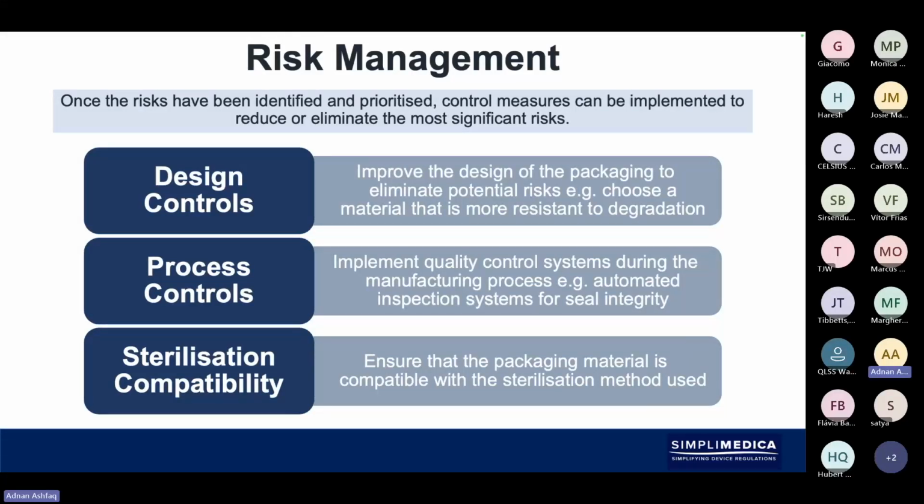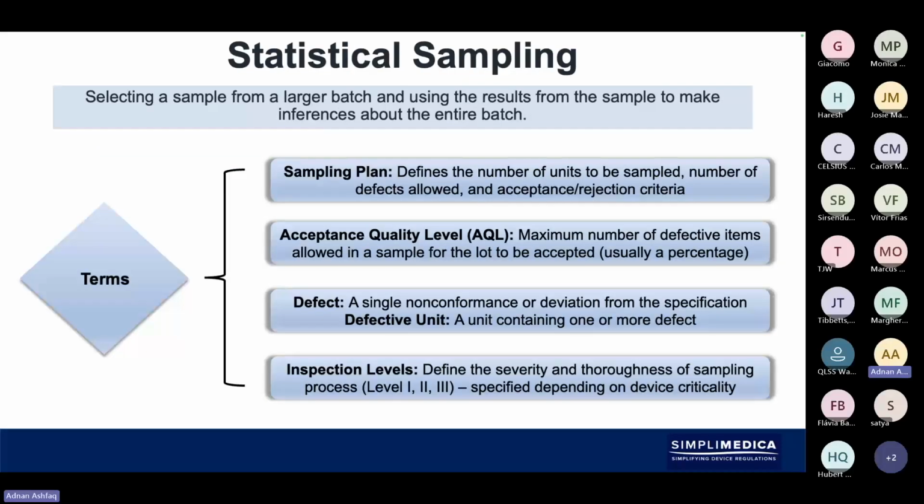So looking at design controls, process controls, and sterilization compatibility. Looking at the design, choosing the right material. Implementing quality control systems in the manufacturing process, such as automated inspection systems for seal integrity, and ensuring that the packaging material is compatible with the sterilization method, which I've said a few times.